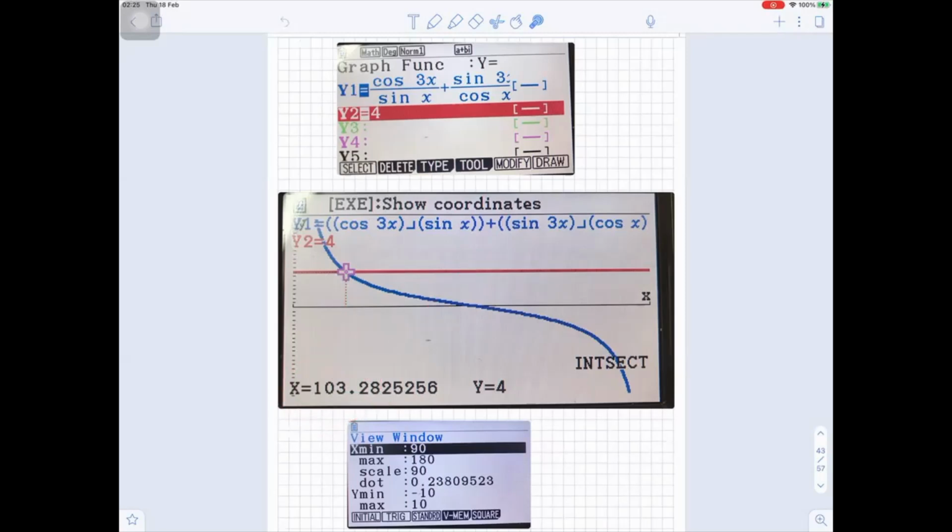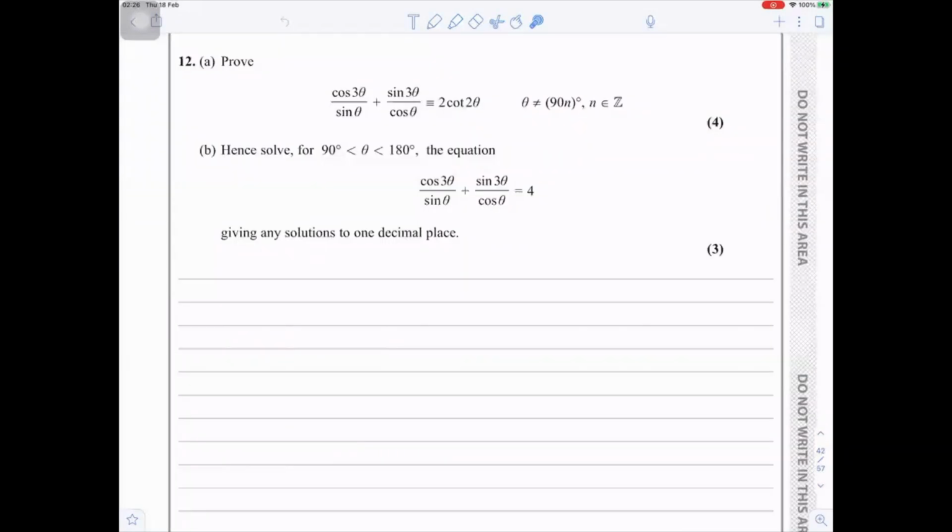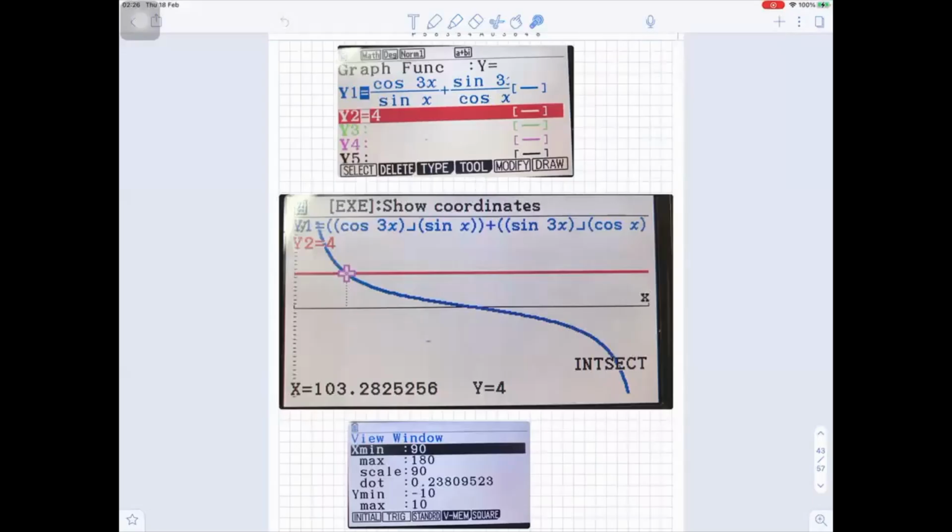And you can set the view window to 90 to 180 for x and minus 10 to 10 for y, so you can see your answer clearly here. But now you need to show the working so that the examiners know you know what you're doing. You can still sketch this graph at the end. There's no harm in it, but the important thing is to make sure you show the working. So that's question 12. That's how to use the graphics calculator to find the answer.